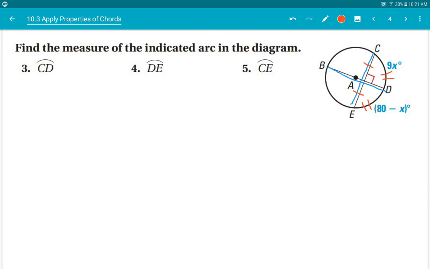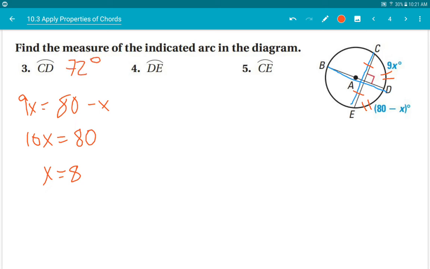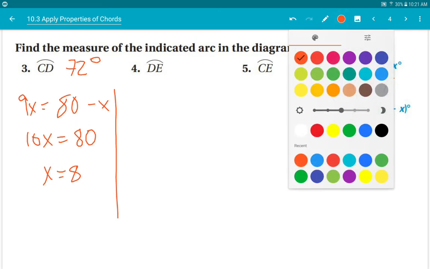So let's set up an equation to solve that. We have 9x equals 80 minus x. 10x is equal to 80. x is equal to 8. Now x equal to 8 doesn't give us the measurement of the arc. So 8 times 9 is going to be 72. So the arc measurement is 72 degrees. Let's look at a second example here.